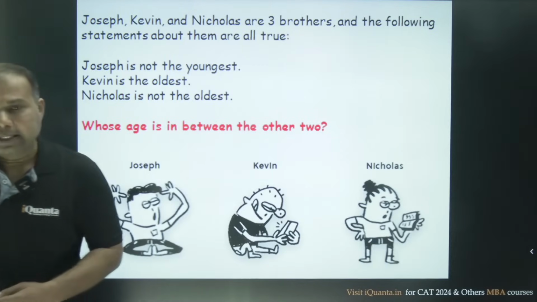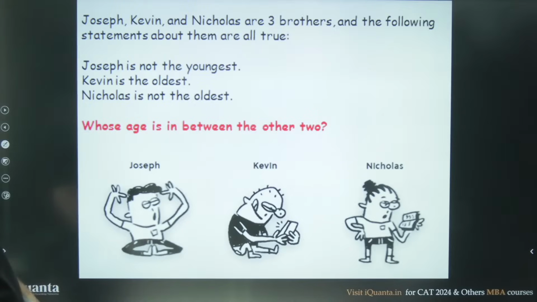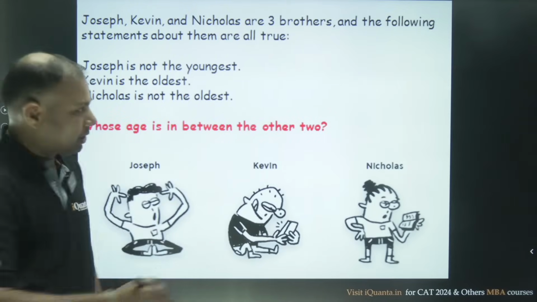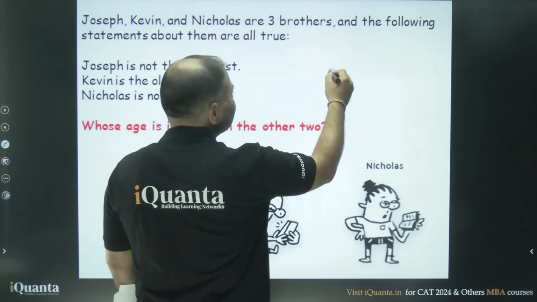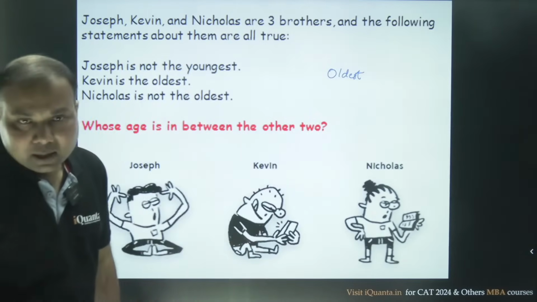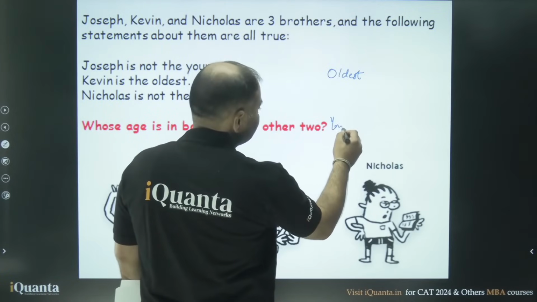That's correct. Let's see here. So it says that Joseph, Kevin, and Nicholas are 3 brothers, and the statements about them are true. So these are 3 brothers, and we need to arrange them according to their ages, right? So someone will be oldest. Let me write oldest. I hope this color is visible now. And someone would be youngest.